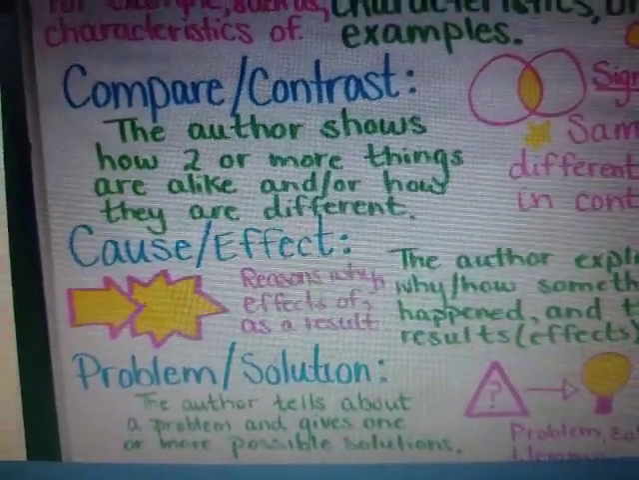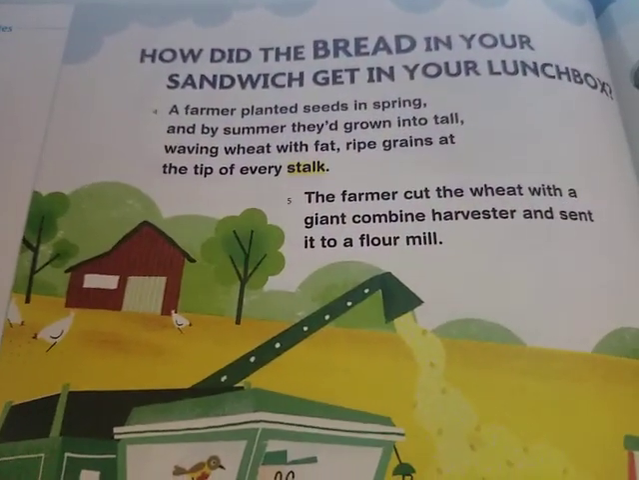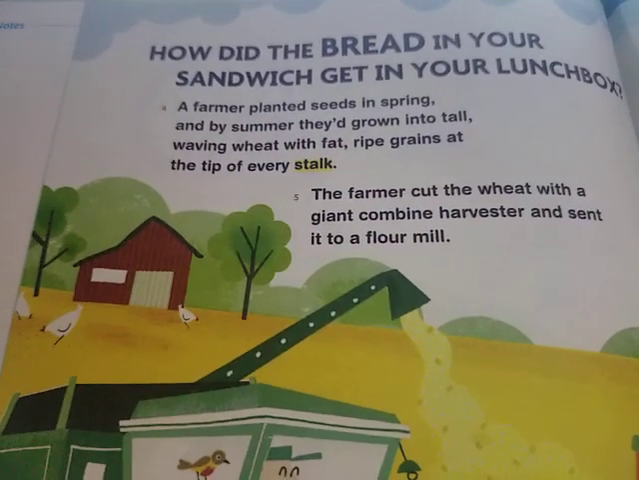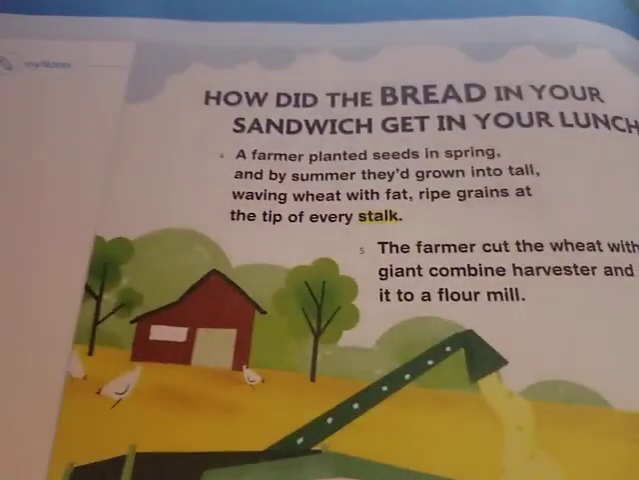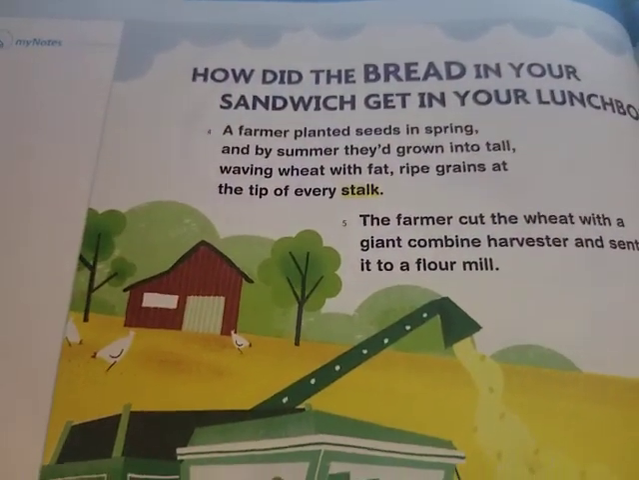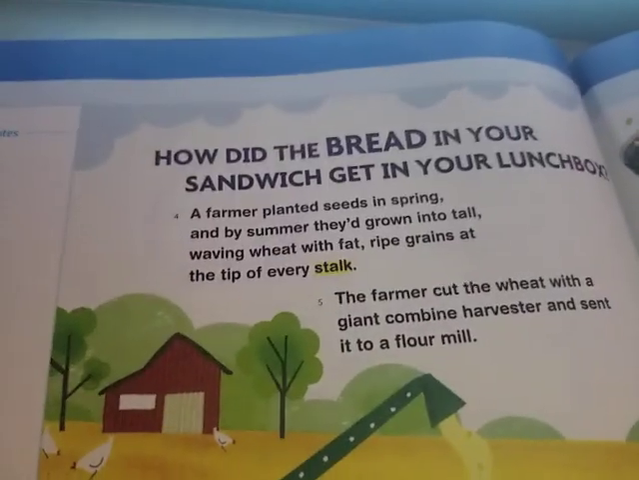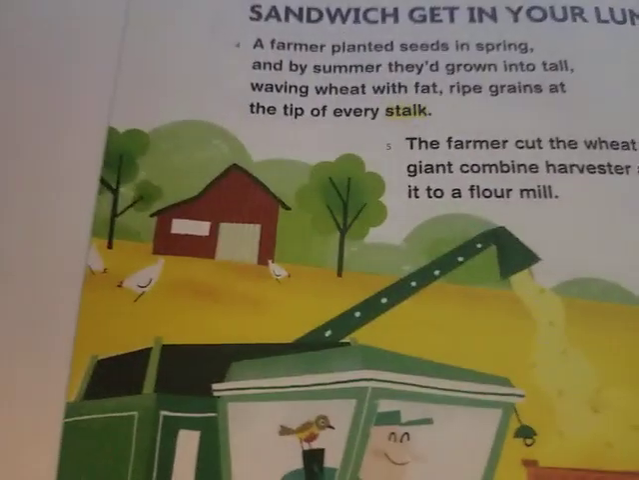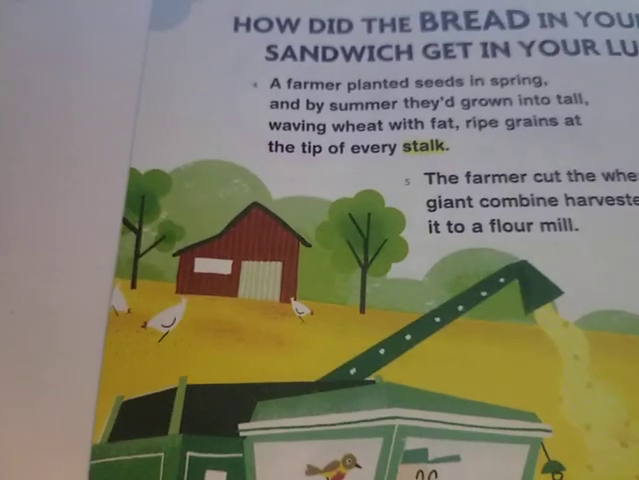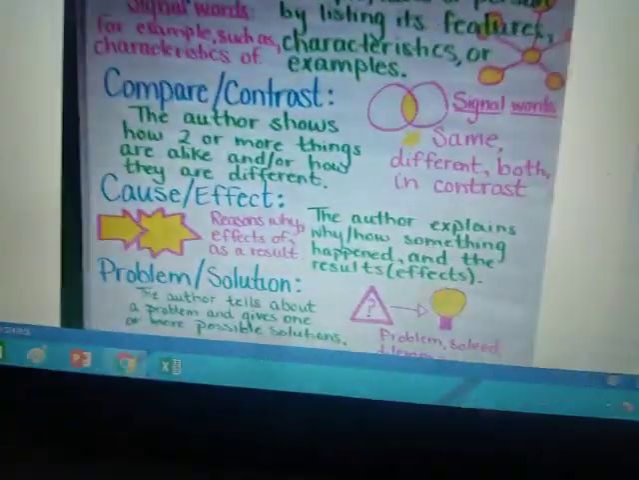Is this page comparing and contrasting 2 things? Did they pick 2 different things and talk about how they're alike and different? I mean, I don't know. I don't see anything about comparing and contrasting, do you? Cause and effect. Did something happen because of something? So, a farmer planted seeds in the spring, and by summer, it grew into tall, wavy wheat with fat, ripe grains at the tip of the stalk. Is that a cause and effect? Because they planted seeds in the spring, did something happen by the summertime? That's something to consider.